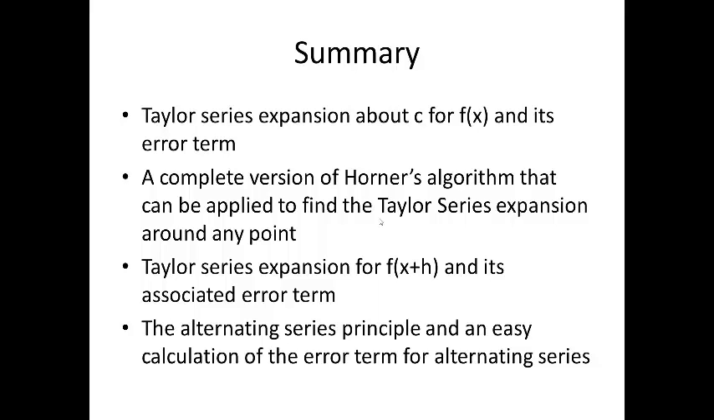So, in summary, the Taylor series expansion about c for f of x and its error term were covered today, as well as a more complete version of Horner's algorithm that can be used to find the Taylor series expansion about a point. And we talked about the Taylor series expansion for f of x plus h and its associated error term. And finally, we talked about the alternating series principle and an easy calculation of the error term for alternating series. Next time we'll look at floating point representations in the computer and some of the subtle problems we can face with digital representation of these numbers.